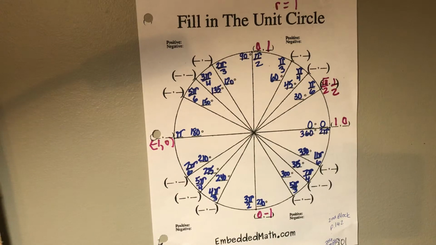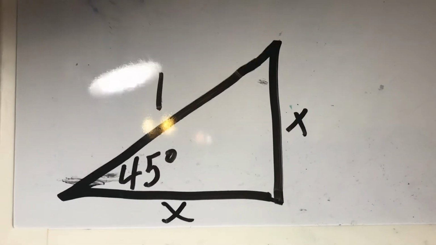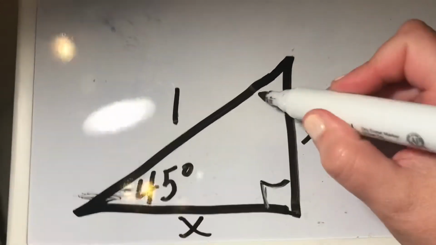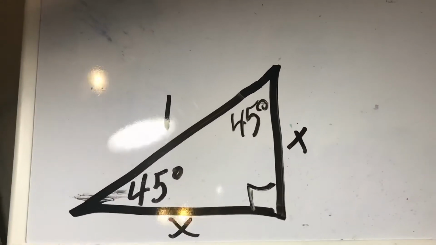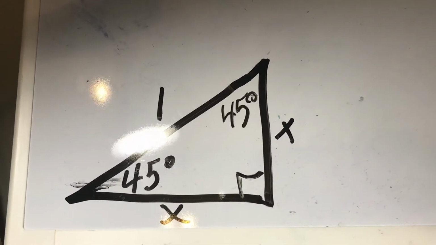Now 45 degrees to find that point. That is another popular right triangle from geometry. If you have 45 degrees in a right triangle, this angle must be 45 degrees also. So if those are the same angles, the sides opposite them must be the same. So I'm just going to call them x.